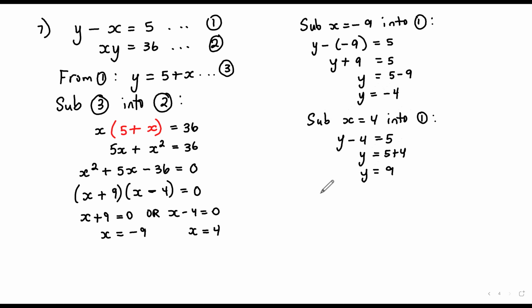And therefore, my solutions to the pair of simultaneous equations would be when x is equal to negative 9, y is equal to negative 4, and then when x is equal to positive 4, y is equal to negative 9. Wait, where did I get negative 9? Not negative 9, positive 9. Y is equal to 9. Sorry. Y is equal to 9. So those are my two solutions there.